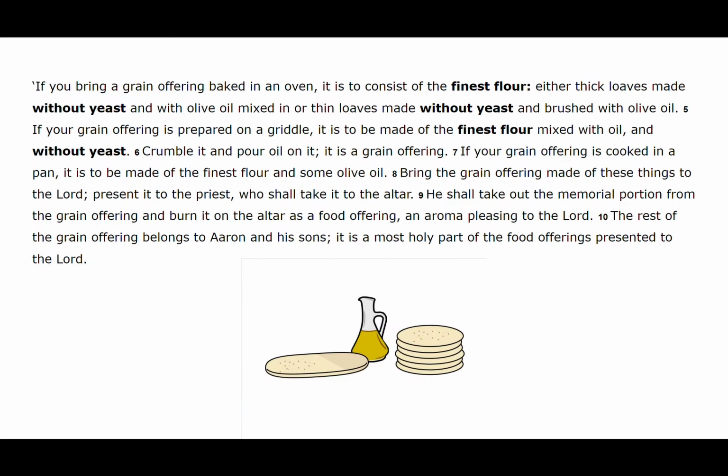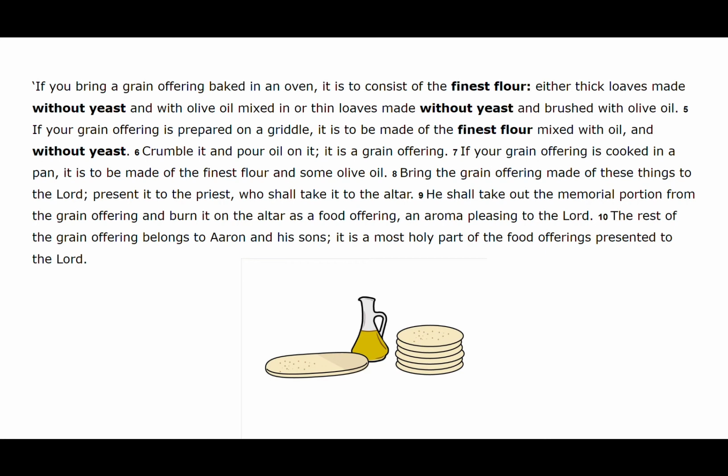If you bring a grain offering baked in an oven, it is to consist of the finest flour, either thick loaves made without yeast and with olive oil mixed in, or thin loaves made without yeast and brushed with olive oil. If your grain offering is prepared on a griddle, it is to be made of the finest flour mixed with oil and without yeast. Are you starting to see a pattern here? Crumble it and pour oil on it. It is a grain offering. If your grain offering is cooked in a pan, it is to be made of the finest flour and some olive oil.